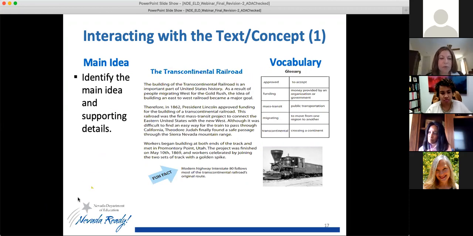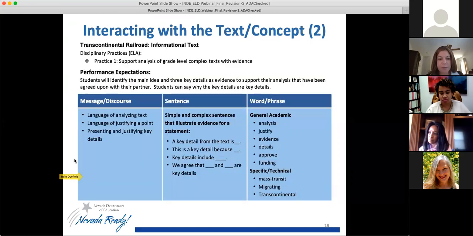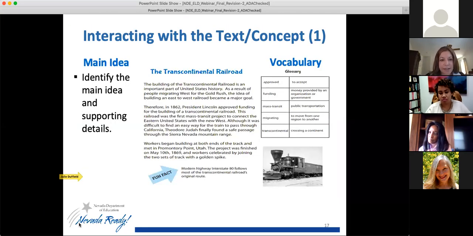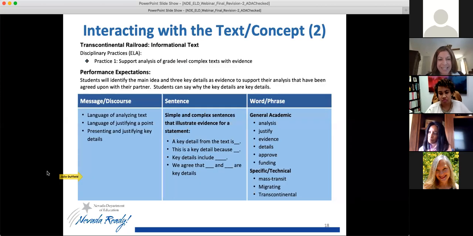And so just thinking, what are some ways I have my students interact with text as you're presenting that text? Next slide. So as we were planning, this is a great tool to use, interacting with text. The Transcontinental Railroad, it's an informational piece of text. And our disciplinary practice here is for ELA, practice 1, supporting analysis of grade level complex text with evidence.